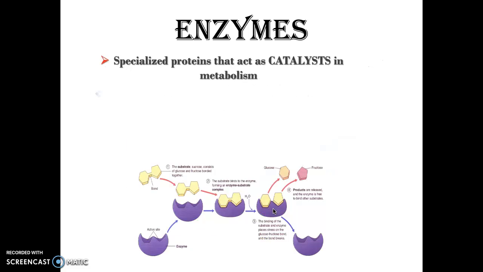Now, how do they do that? That is what we call the lock and key hypothesis. The enzymes and the substrate, and the substrate is the stuff that's getting broken down or built up, whatever it is, is what's at work here. In this case, every lock, as you know, has a very specifically shaped key that fits into only that lock. The same thing works here with substrates and enzymes.